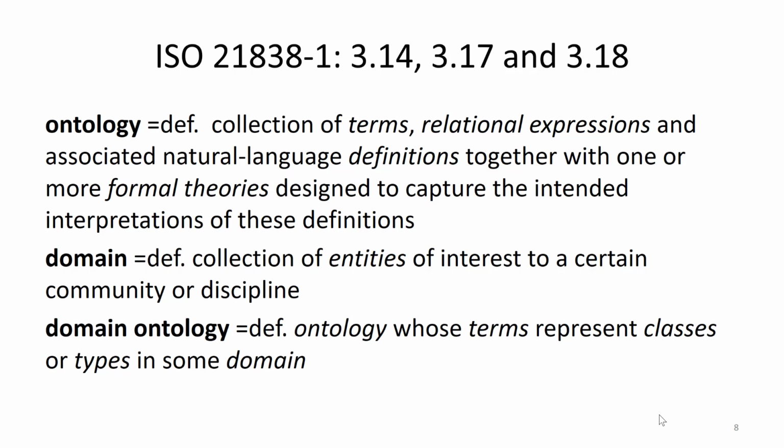And so these definitions are the kinds of definitions that you find in a dictionary. They're not the kinds of definitions that you would find in an ontology. So this part one is not an ontology of ontologies, and these definitions are not to be understood as contributions to a formalization. So a domain is just an area that people might be interested in. It's as simple and as problematic as that. And then a domain ontology is an ontology whose terms represent classes or types in a corresponding domain.